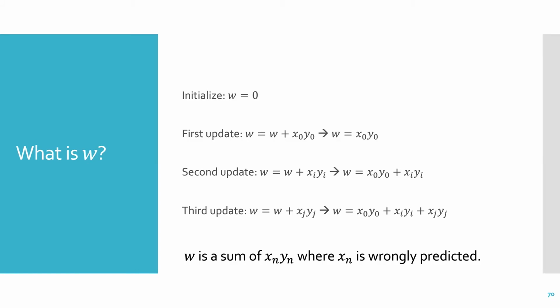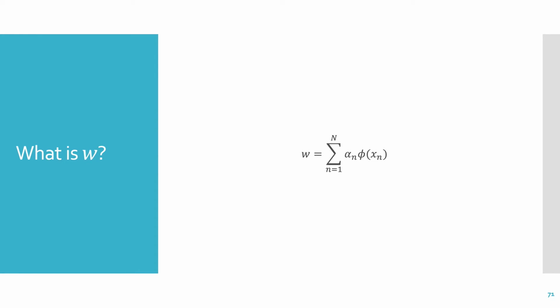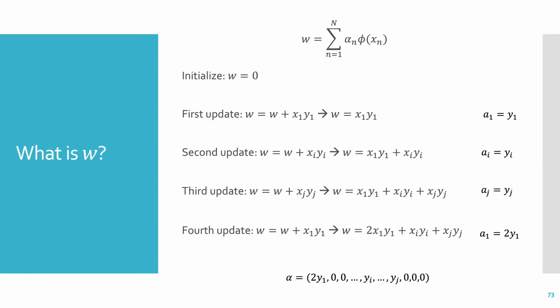This is starting to form a pattern, and we see that W is a sum of xn, yn, where xn is wrongly predicted. That means that we can rewrite W in terms of xn, yn. In fact, we're going to rewrite W like this, where it's the sum of alpha n's phi of xn. So what is alpha n? Let's look at our example again. If our first update is on x1, then W becomes x1, y1. So we can have alpha 1 be y1, and then W is this. If it's y1 here, x1 here, then that's what we have for W.